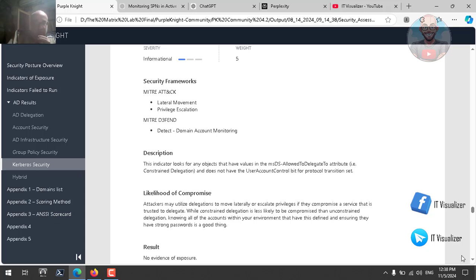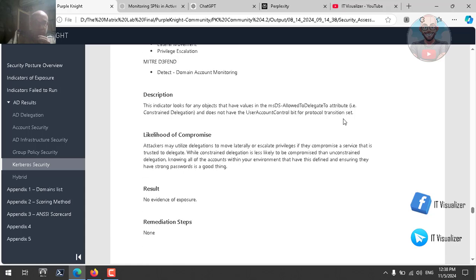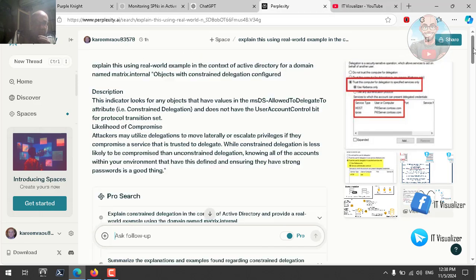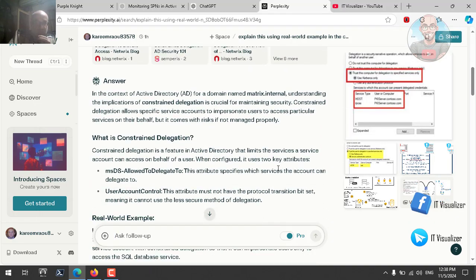If you ask the AI tools to give us examples, just to refresh your mind, we have talked about this concept before. Here I asked Perplexity, I gave it a prompt to explain what is an object with constrained delegation. So this was the answer of Perplexity. Then we will see the answer of ChatGPT o1, and then we will see the answer of Claude 3.5 Sonnet.